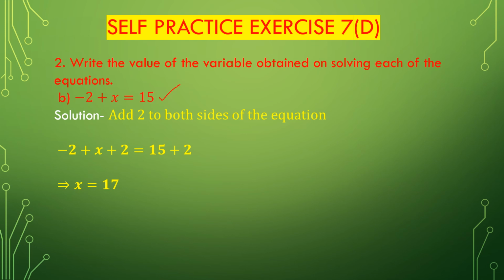We know subtraction is the inverse operation of addition and addition is the inverse operation of subtraction. So here minus 2 is given, so we have to add 2 to both sides of this equation. Now the equation will be minus 2 plus x plus 2 equal to 15 plus 2. Minus 2 and plus 2 will be cancelled.